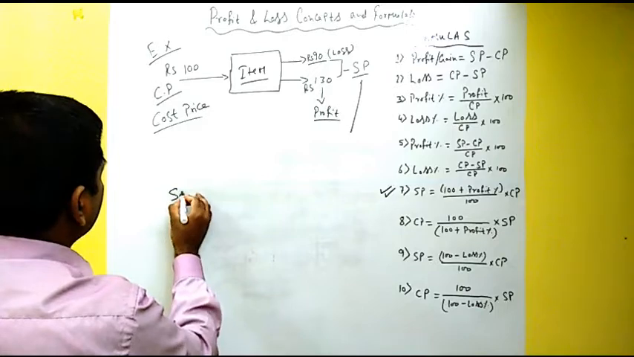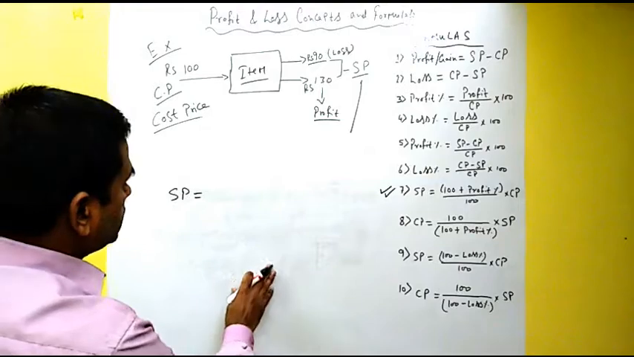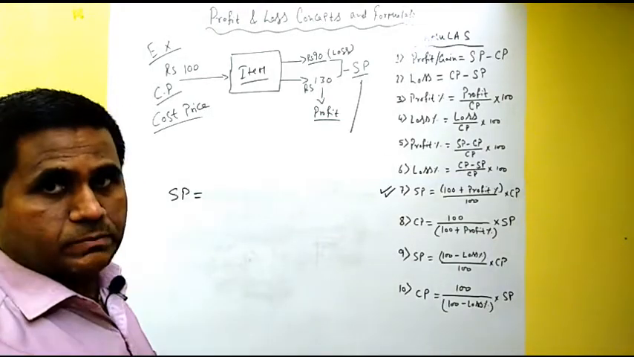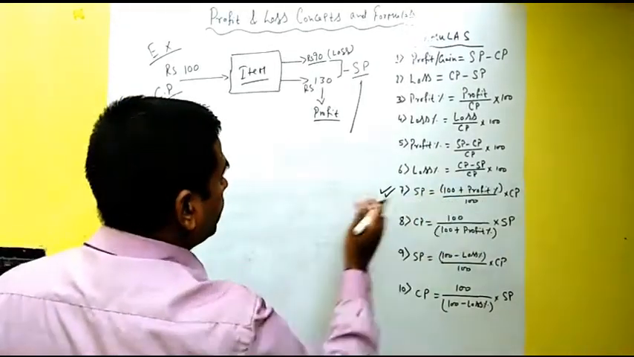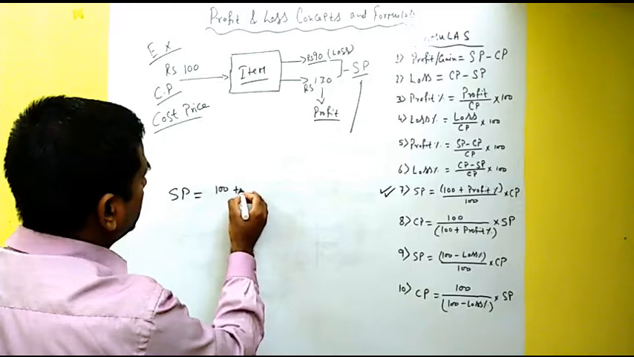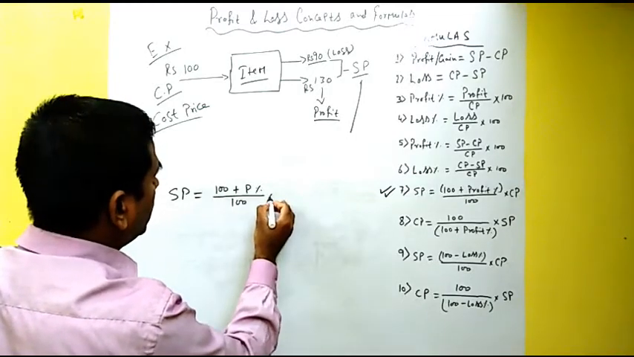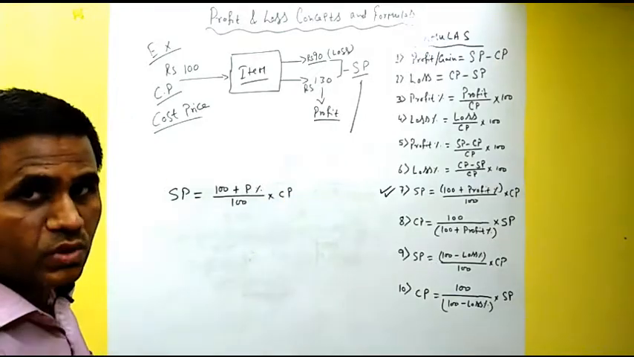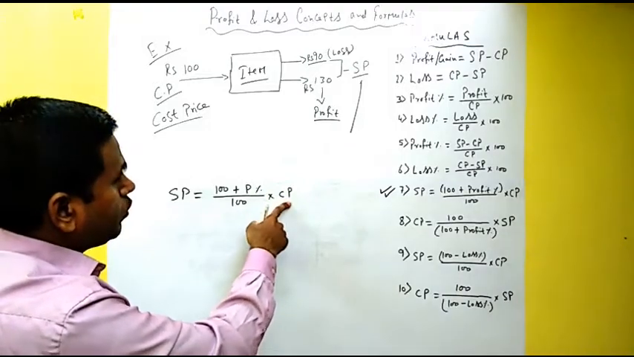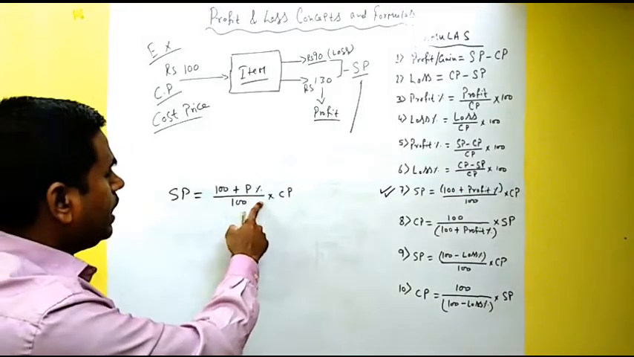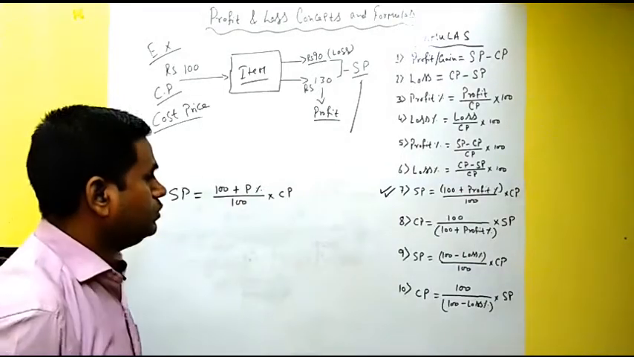This formula says selling price is equal to, so how to remember? I'll tell you an easy method to remember this formula. In case of profit, we do the addition. Since it is a profit percent, selling price is equal to 100 plus profit percent, divided by 100, multiplied with cost price. This formula works only if the question gives cost price and profit percent and asks you to calculate the selling price. So we have to use this formula.